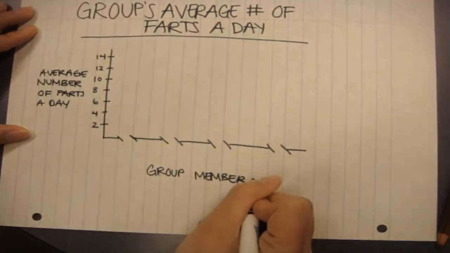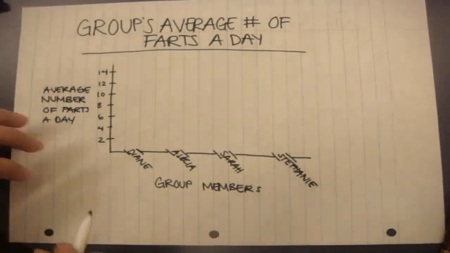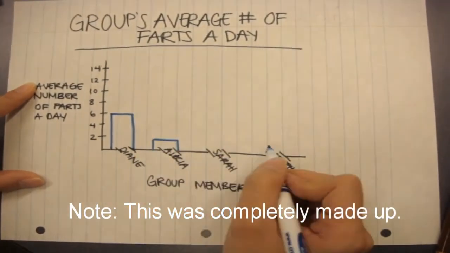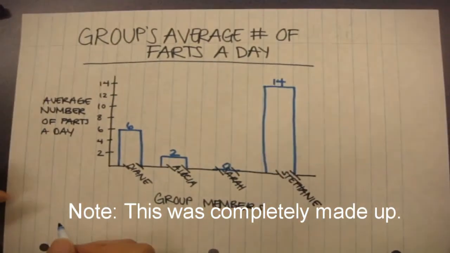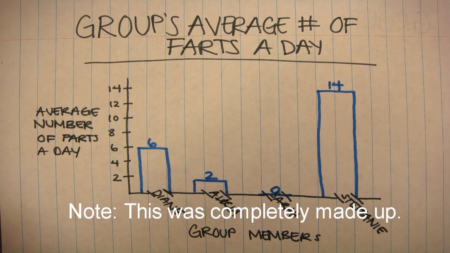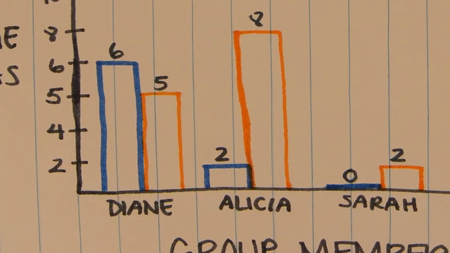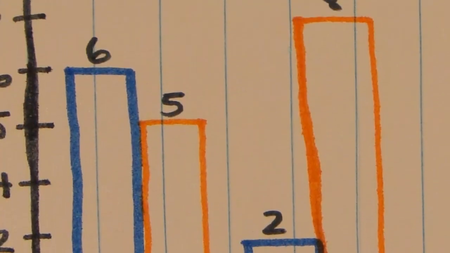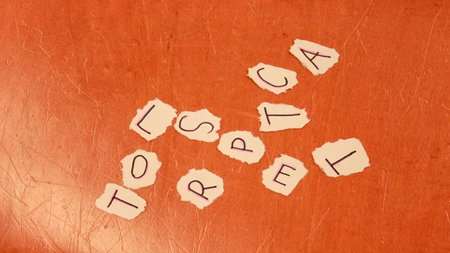In this example, our group is using data collected from the average times we fart a day over a 2-week period. The x-axis contains our group members, and the y-axis contains the average number of farts a day. Also, in a double bar graph, we compare the average number of farts and burps of our group members. The blue bar is farts, the orange bar is burps.